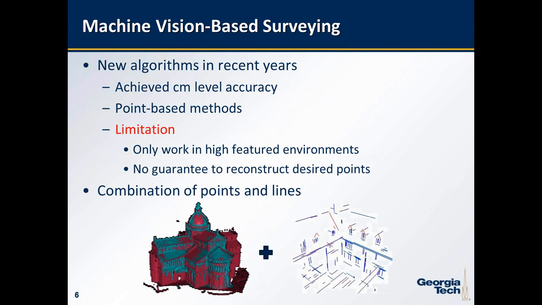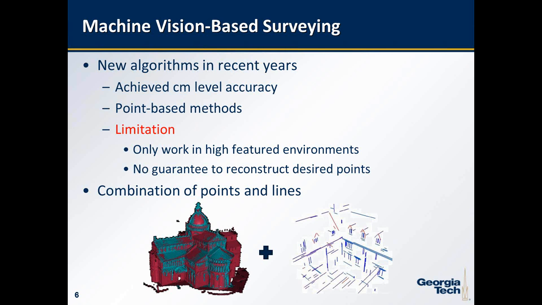In recent years, many new algorithms have been developed that actually increase the efficiency and the accuracy of the method. Based on those algorithms, right now we can achieve centimeter level accuracy with just general machine vision based algorithms. But the point is that most of those algorithms are point-based methods. The way that they work is that they look for very distinguished points in the structure and try to match them in different views and then extract the 3D information.